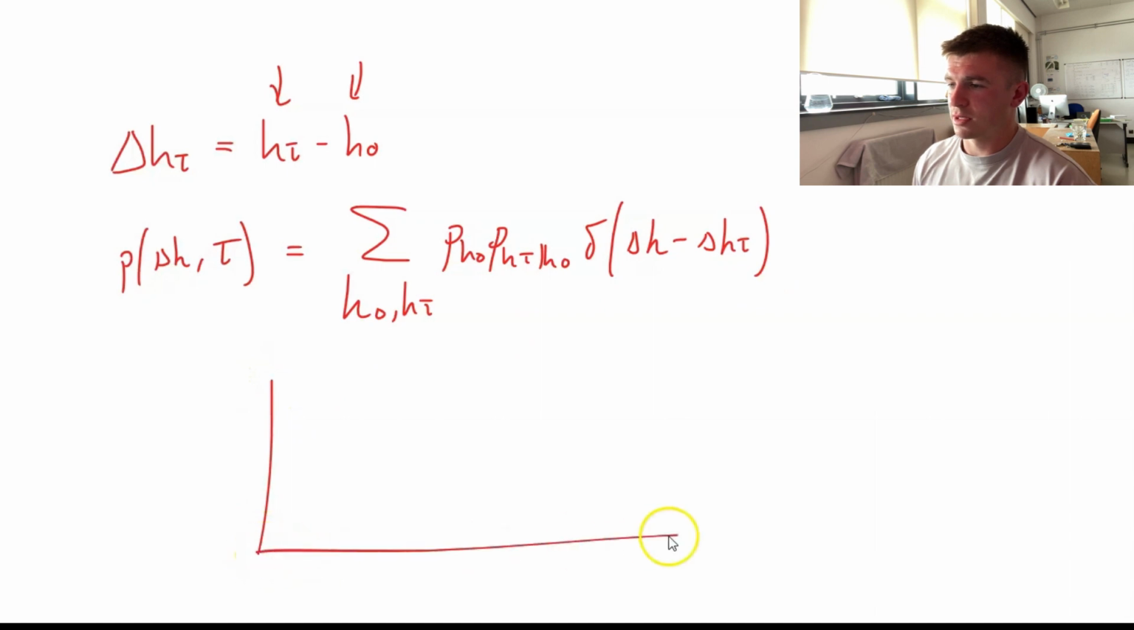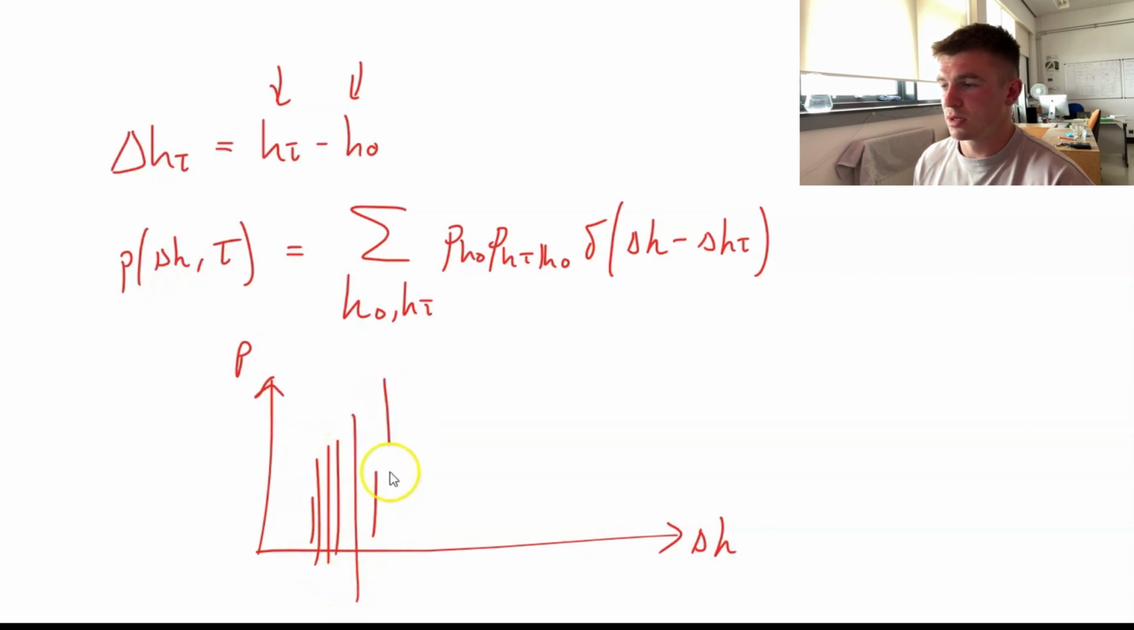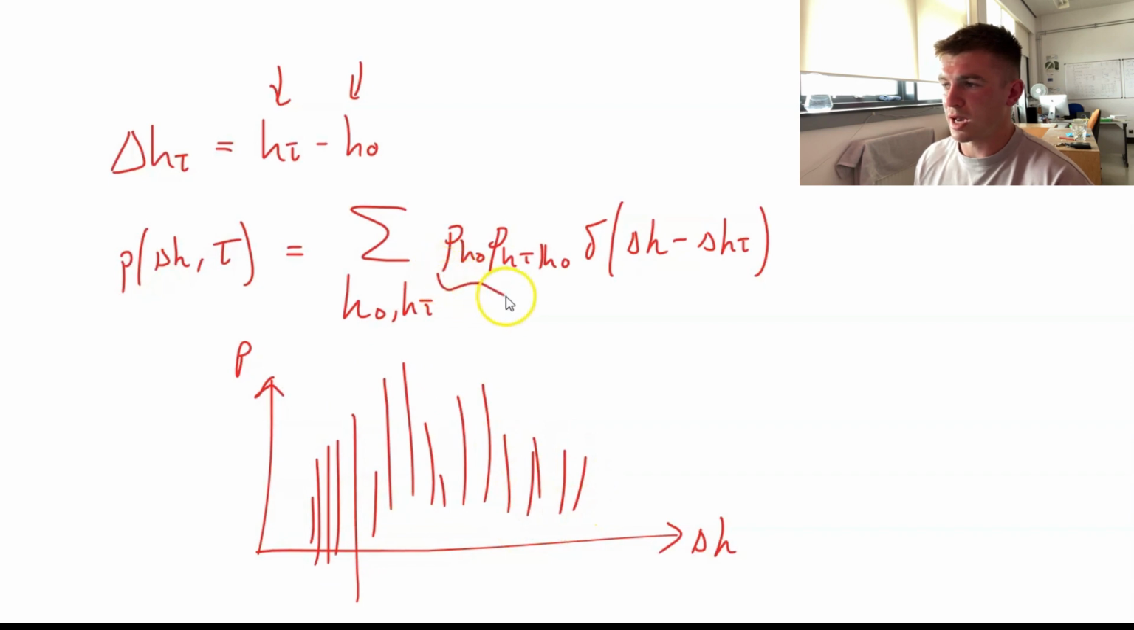So the way I think about this is, imagine we've got this probability distribution. It looks something like this. And we just got a bunch of delta functions where the height is given by this product here, and the position along the x-axis is given by delta h tau. And then eventually our probability distribution is going to look something like this.